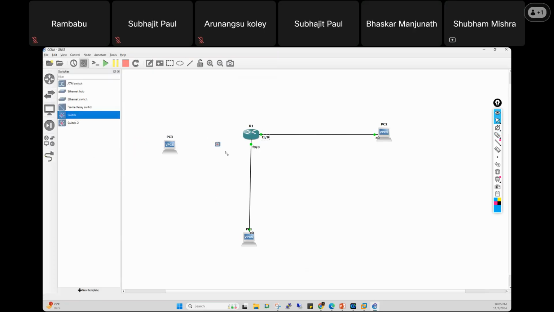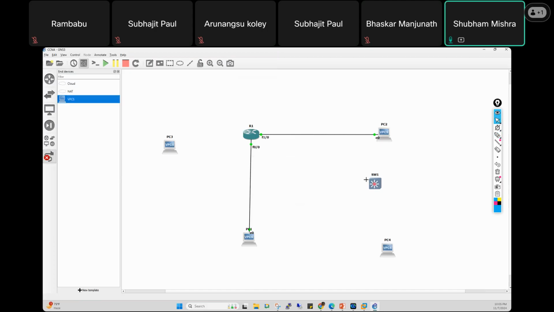Now, for example, I took one switch and I pick one PC and I try to connect this switch. How many interfaces are there? There are lots of interfaces. Tell me yes or no. Yes. But this is the basic thing.